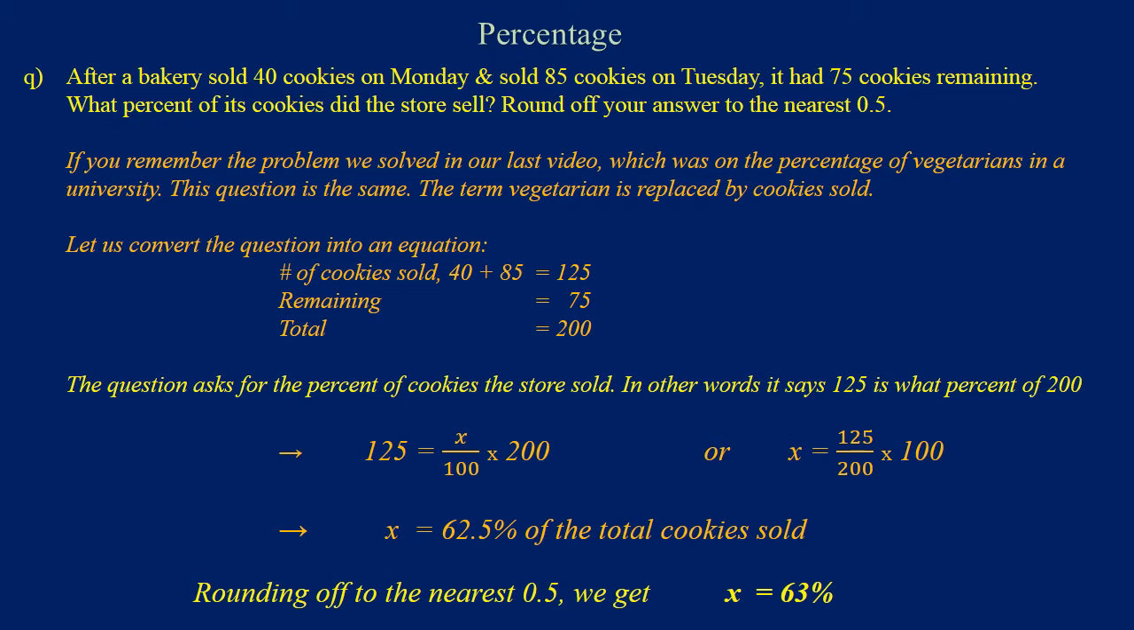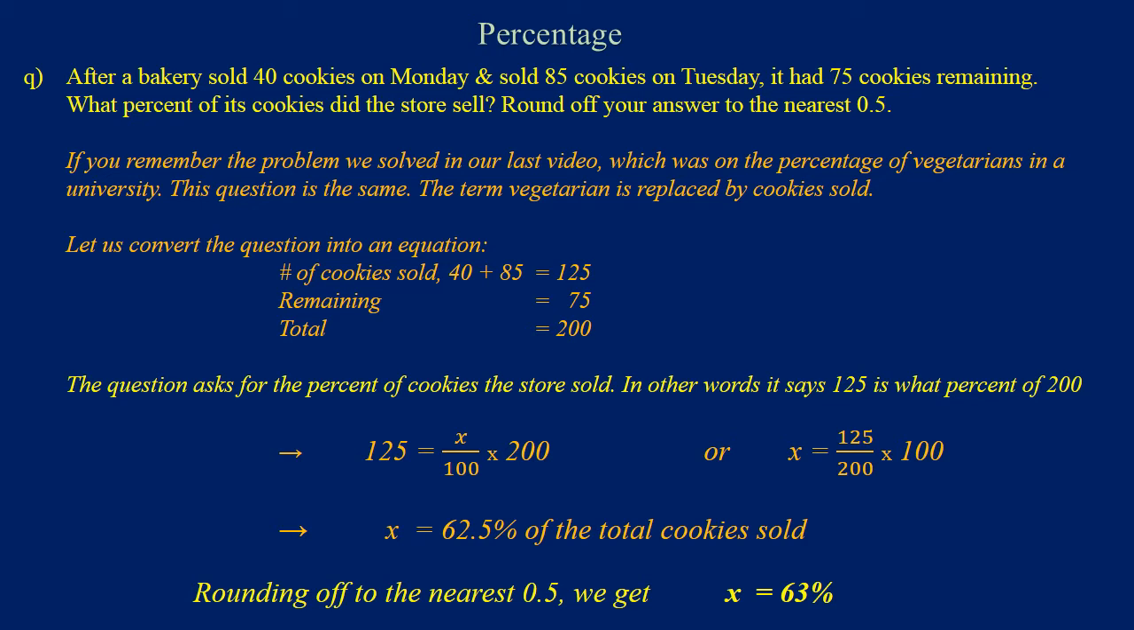So let us convert the question into an equation. First, we're going to add up the number of cookies sold, which is 40 plus 85, and it is equal to 125. Our remaining cookies are 75, and so the total number of cookies is 200, right? And the question is asking us that 125, the number of cookies sold, is what percent of the total, right?